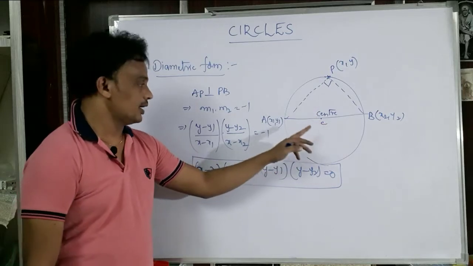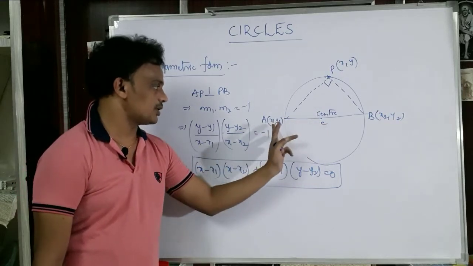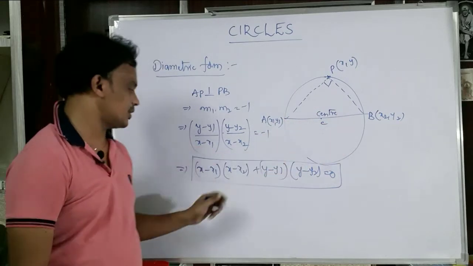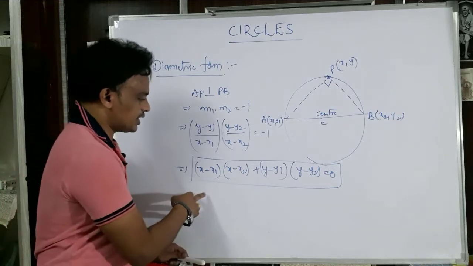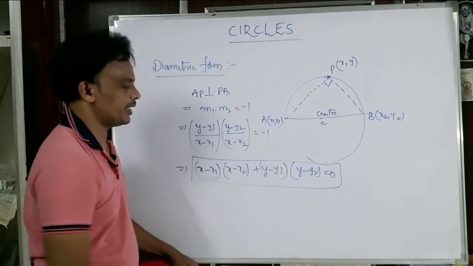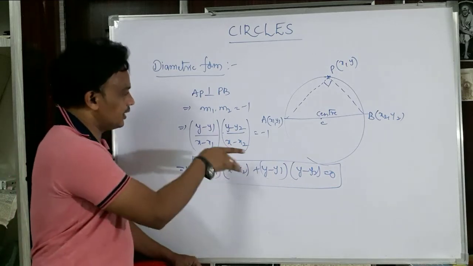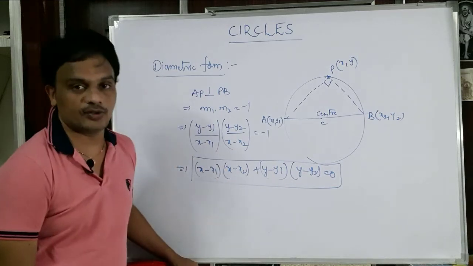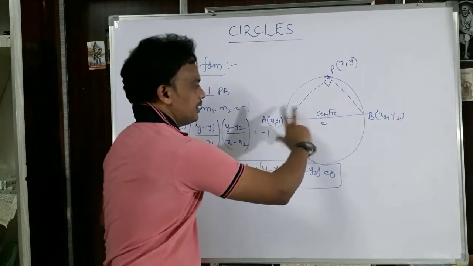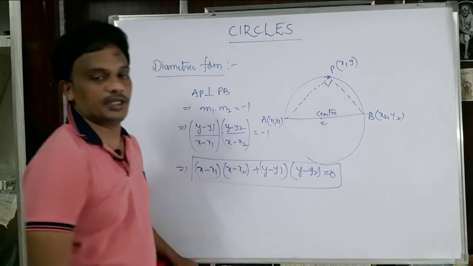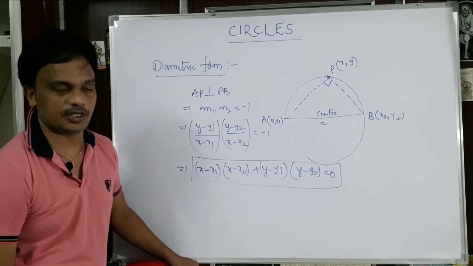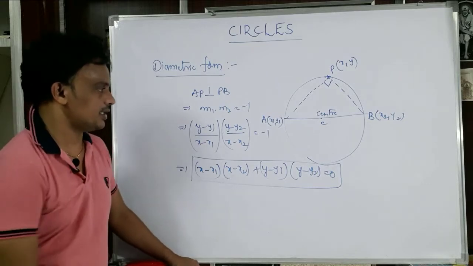So, whose ends of diameter are A(x1, y1) and B(x2, y2), then what is the equation of the circle? (x minus x1) into (x minus x2) plus (y minus y1) into (y minus y2) equals 0. This is the equation of a circle, called the diametric form. That means, when the ends of the diameter are given, we can find the equation of the circle. Let us see one more thing.